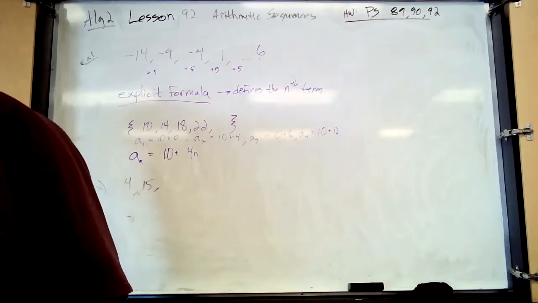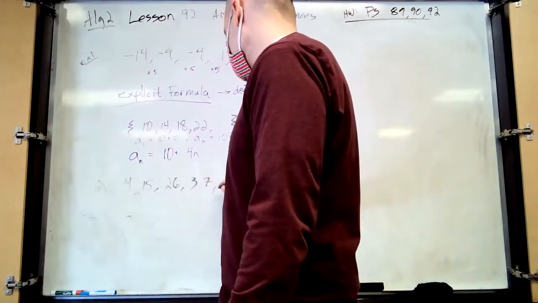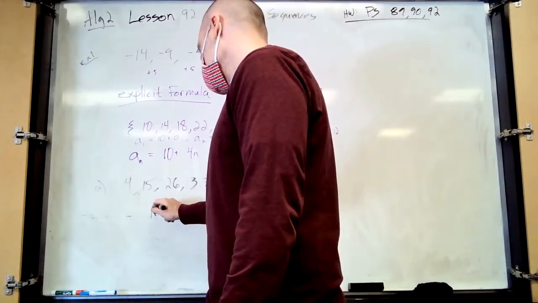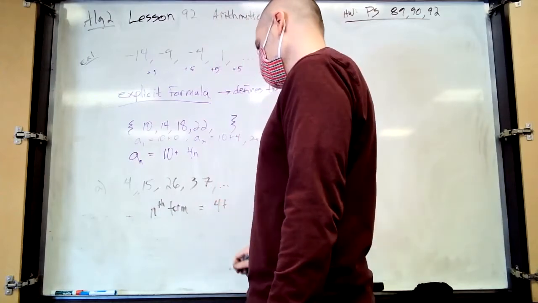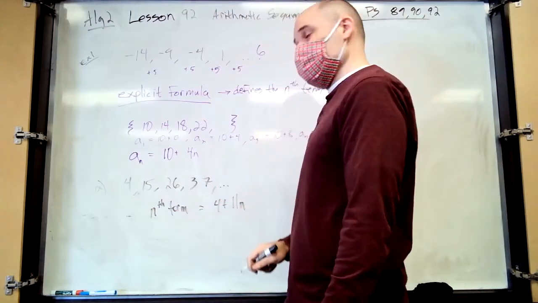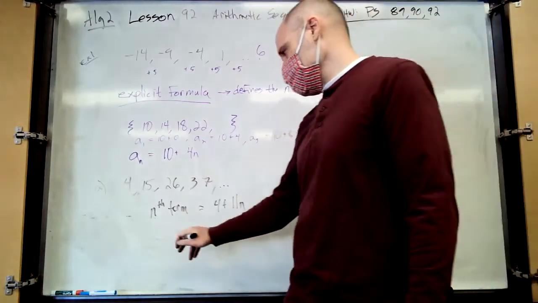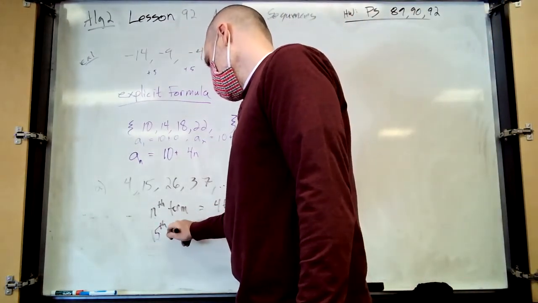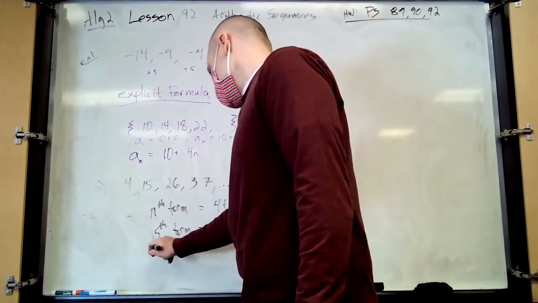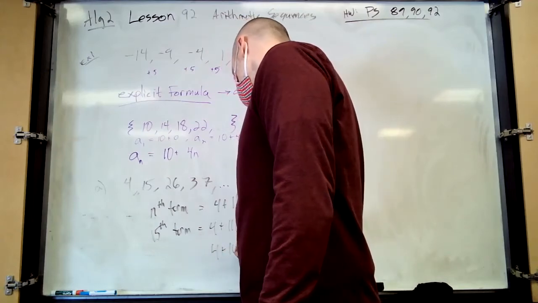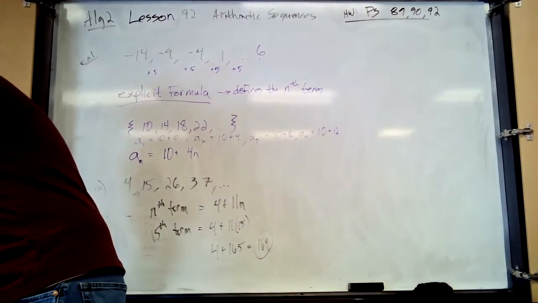So we got 4, 15, 26, 37. What are we doing? Adding 11? So the nth term is going to be 4 plus 11 times n. Agree with me? Okay, so the 15th is going to be 4 plus 11 times 15, which is 4 plus 165, which is 169. Okay? Pretty easy, right?